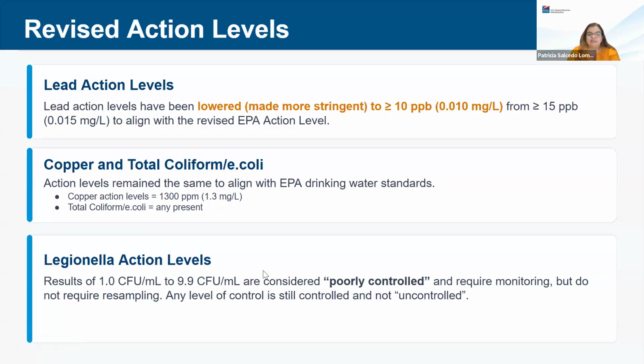For Legionella action levels, it will be results within 1.0 colony forming units per milliliter to 9.9 colony forming units per milliliter, and are considered poorly controlled, and they do require monitoring, but they do not require resampling. Any level of control is still controlled and not uncontrolled, and we'll discuss these further detail here in a little bit. Next slide, please.